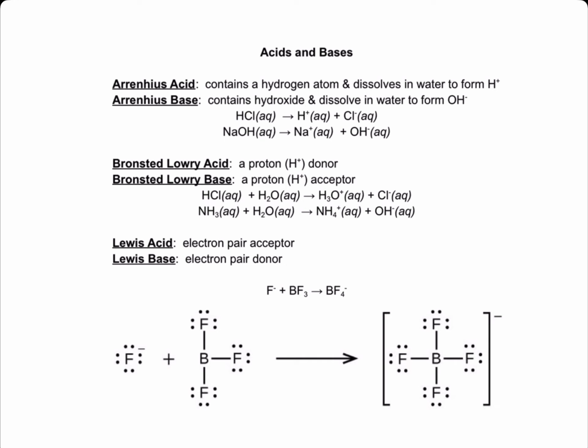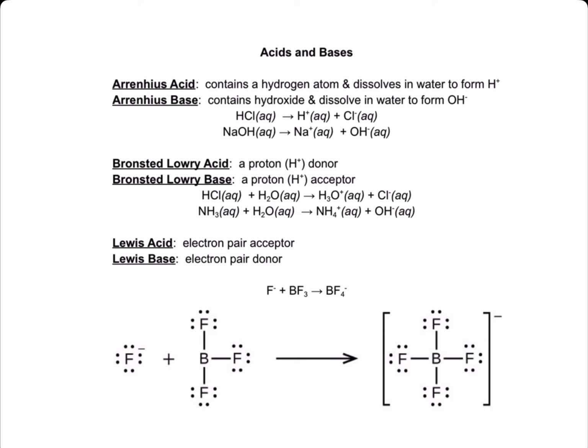A Brønsted-Lowry acid is a proton donor, and a proton is just H+. A Brønsted-Lowry base is a proton acceptor. HCl plus H2O yields H3O+ plus Cl-. So HCl starts off with one hydrogen and yields something with no hydrogen. So it loses one of its protons. So HCl is a Brønsted-Lowry acid.